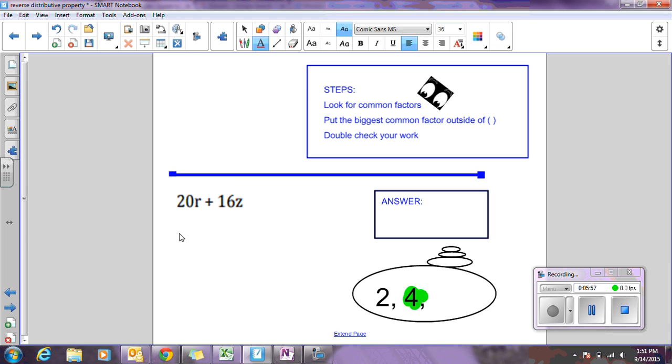So here we go. A 4, and I'm going to leave something with an r plus something with a z in parentheses. So now I have to start thinking. 4 times what is 20? 5. 4 times what is 16? 4. And let's double check our work.